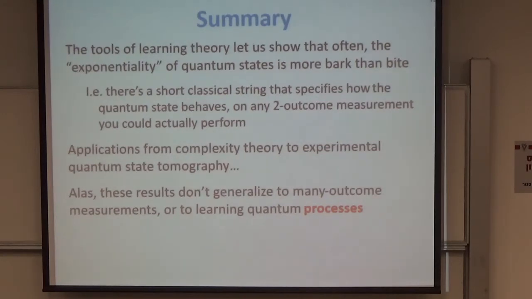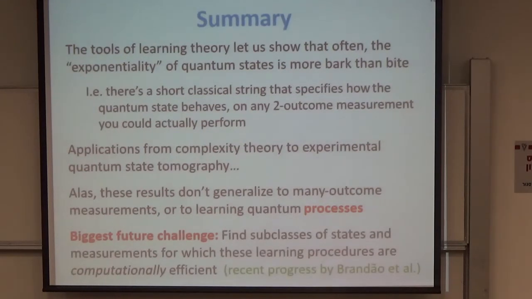Unfortunately, these results do not generalize to measurements with, say, exponentially many different outcomes, nor do they generalize to learning an unknown quantum process. And one can prove that they don't generalize in those cases, because one can give lower bounds that say these results just don't hold in those cases. For me, the biggest future challenge is to find subclasses of states and measurements for which this kind of learning can be done not only with a small number of copies, but also with a small amount of computation.